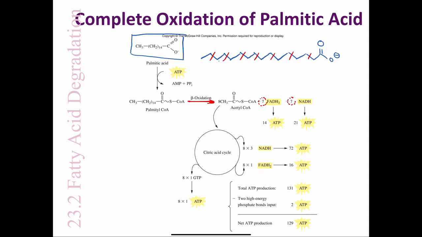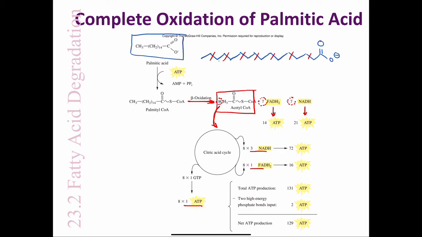Therefore, from the beta oxidation itself, since FADH2 is worth 2 ATPs, 7 times 2 gives you 14, and NADH is worth 3 ATPs, 7 times 3 gives you a total of 21. Now, each one of those acetyl coenzyme A molecules can enter into the citric acid cycle. And since we have 8 of those molecules, the citric acid cycle produces 3 molecules of NADH, 1 molecule of FADH2, and 1 molecule of ATP.